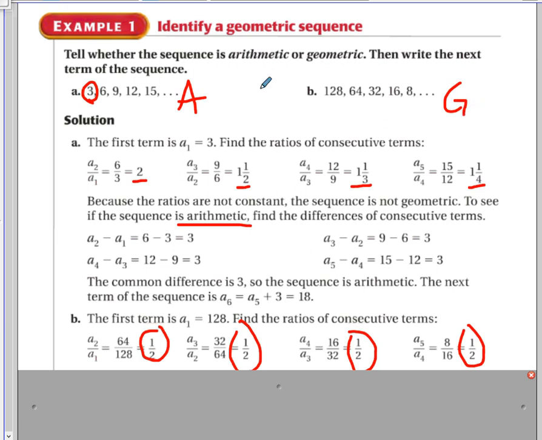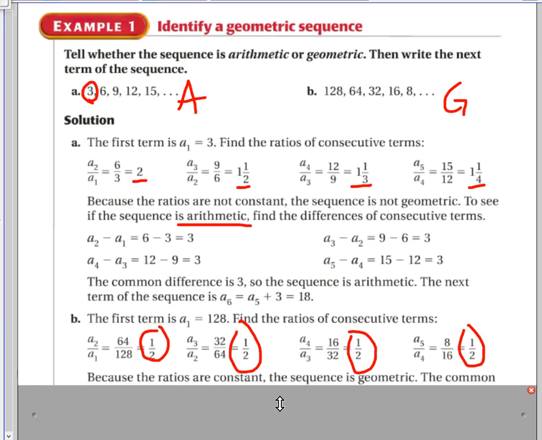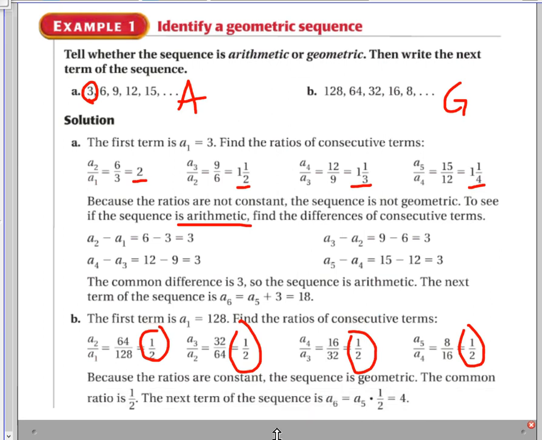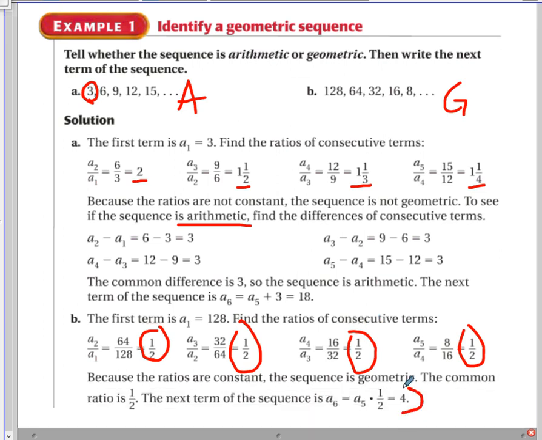Then I'm going to find the next term of the sequence. If I continue, I know that each time I'm multiplying by 1/2, or dividing by 2. So 8 divided by 2, or 8 times 1/2, is going to be 4. So that's how we would get our next term.